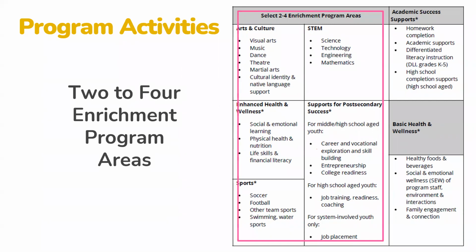The important piece to understand is that it's 2 to 4 that each participant needs to be able to have access to throughout programming. And then this table here, the one that's highlighted right now, you can double click into it, but these are the possibilities, right? Like what is possible? What are these different enrichment areas?